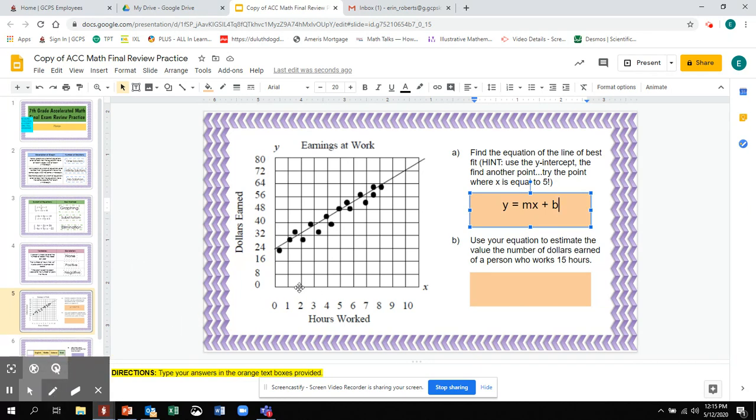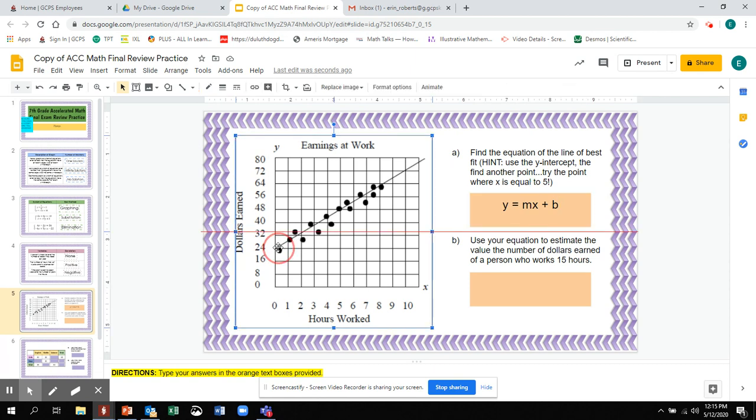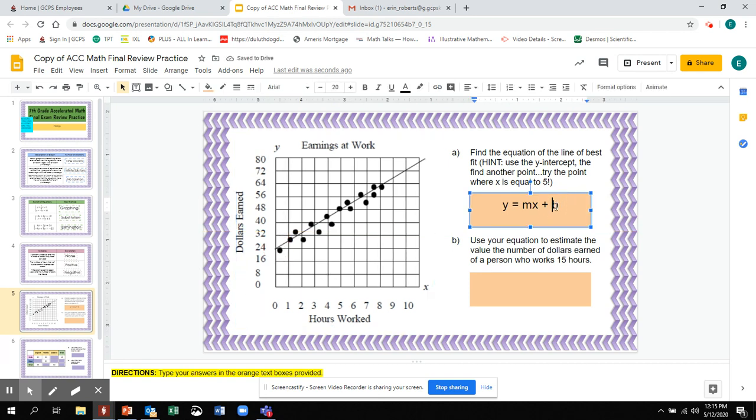The easiest thing to do here is to figure out our y-intercept first, because when I look at my trend line, I can see that it intersects my y-axis right here at 24. So that would make my y-intercept positive 24.